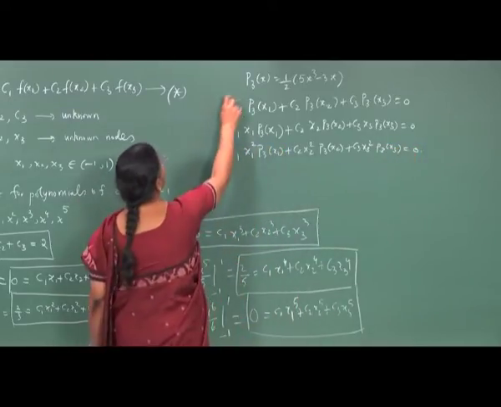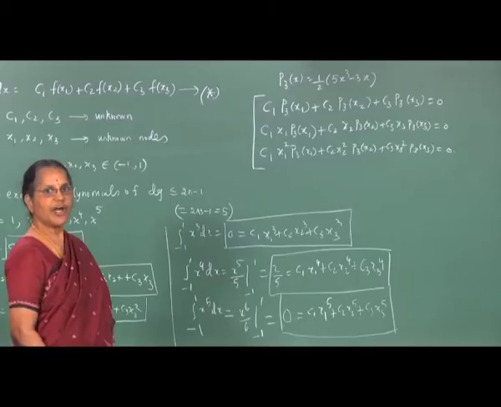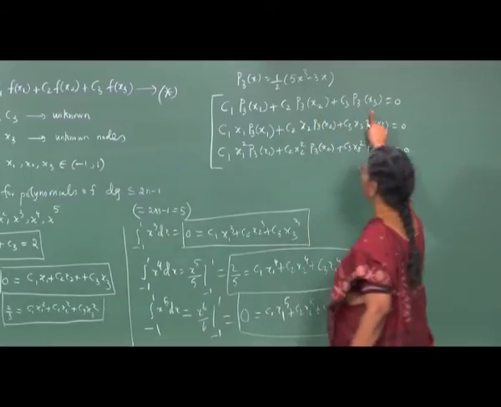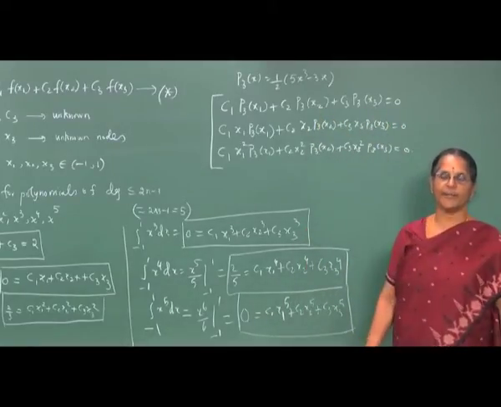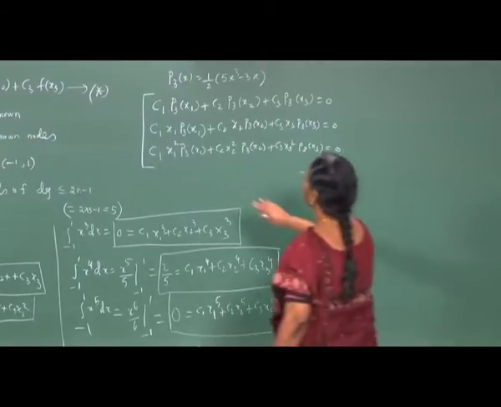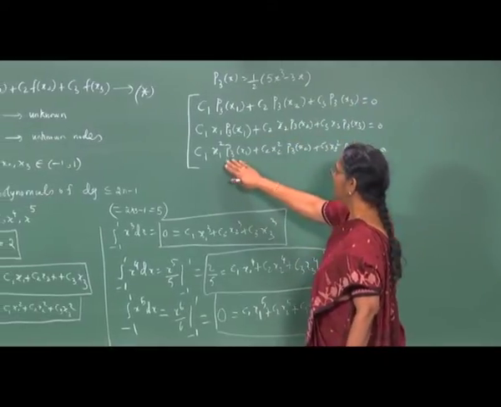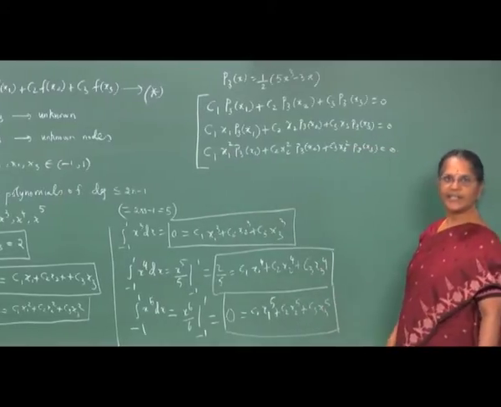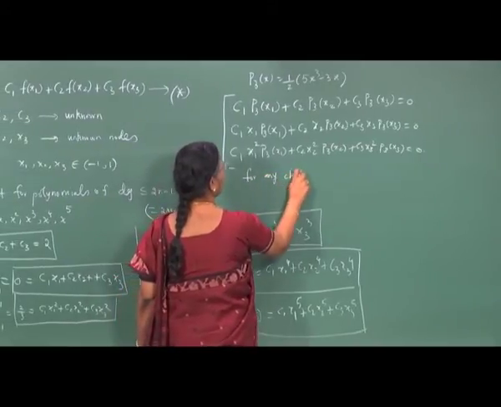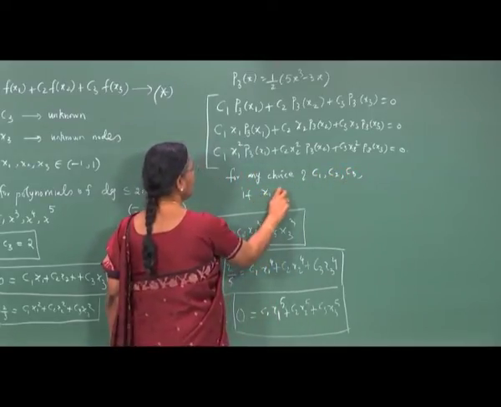So, now these equations will have to be satisfied, and we observe that for any choice of C1, C2, C3, if you take x1, x2, x3 to be the zeros of the polynomial P3 of x, which is a Legendre polynomial of degree 3, then this equation is identically satisfied. This is again identically satisfied, and the third equation will also be identically satisfied.